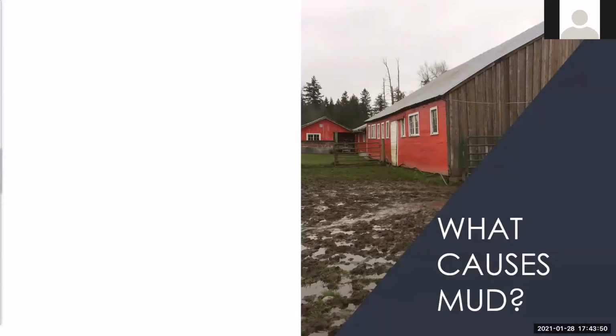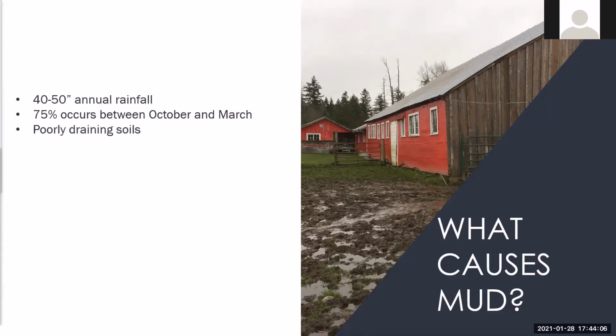So what causes mud on our farm? There are certainly reasons that we already know about, like in our area, we receive 40 to 50 inches of rain, and 75% of that annual rainfall occurs between October and March. So that's pretty difficult to deal with. There are certain things out of our control, like if we have poorly draining soils. And there are some things that are due to the way we might currently manage things.